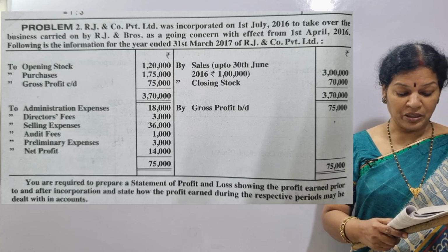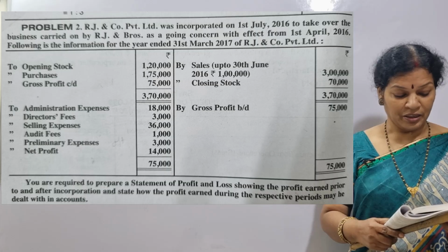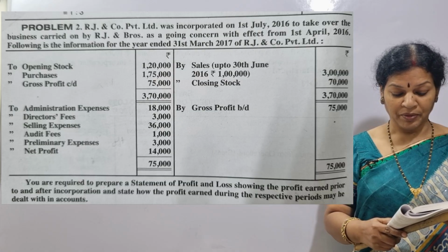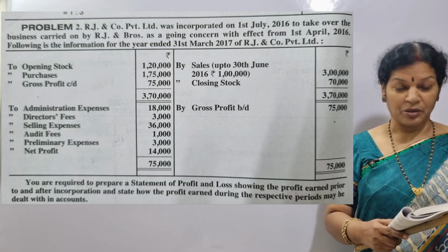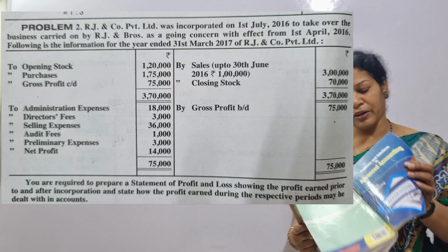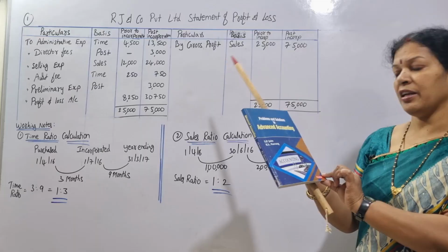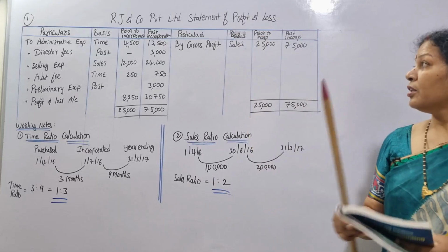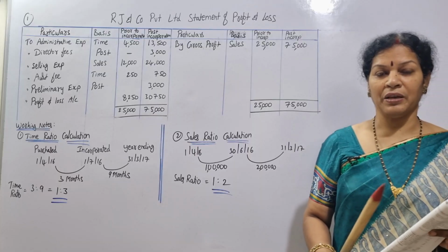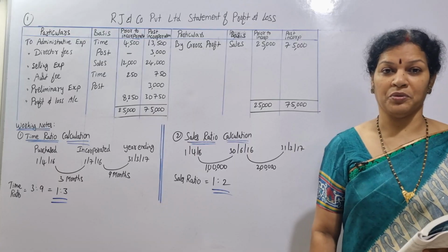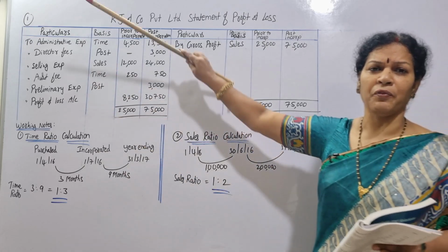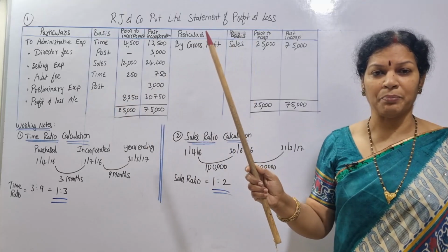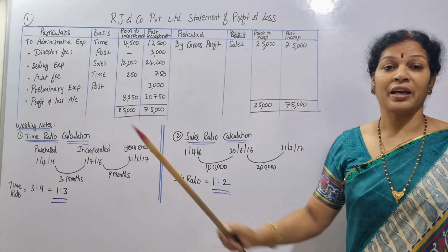Now you are required to prepare a statement of profit and loss showing the profit earned prior to and after incorporation, and state how the profit earned during the respective periods may be dealt with in the accounts. This problem I am taking from Kalyani Publications, Advanced Accounting. So first we have to calculate the sales ratio and time ratio, and show working notes. Then we go for the profit and loss account, which is simple: debit side all the expenses, credit side gross profit. That's all we are going to write. But on which basis? That basis we have to calculate in the working notes.